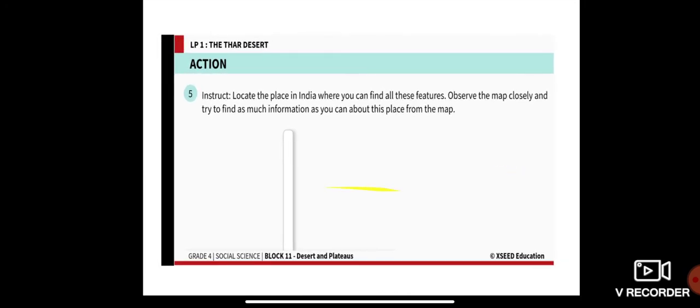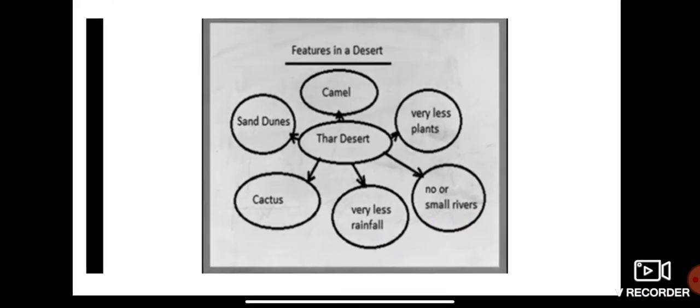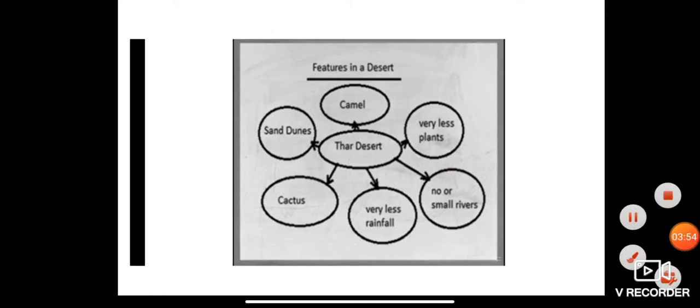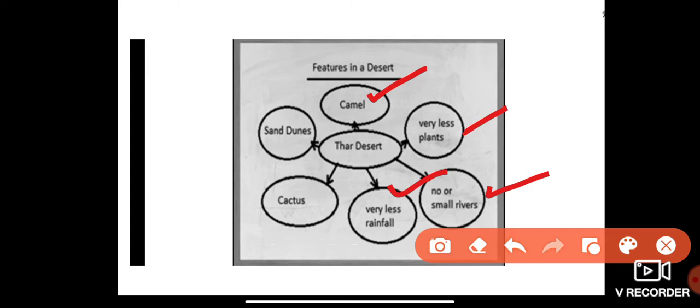After observing the picture, the question here is the features of a desert. The features of the desert are camels, very few plants, no or small rivers, very little rainfall, cactus, and sand dunes. All these are features of the Thar Desert.